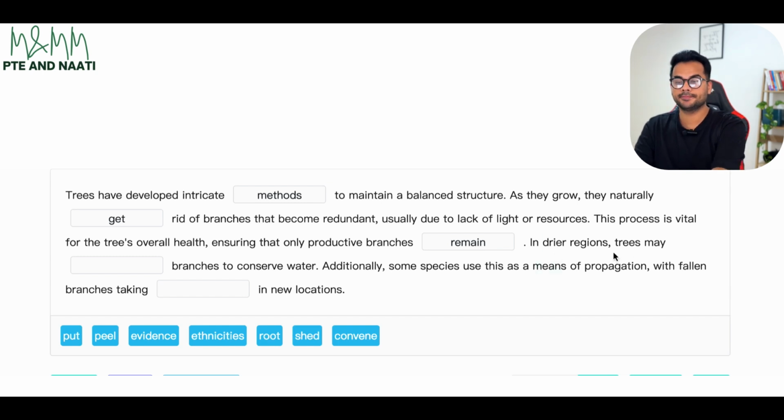In drier regions, trees may dash branches to conserve water. Now, logically, in drier regions, when let's say it's a hot climate, right?